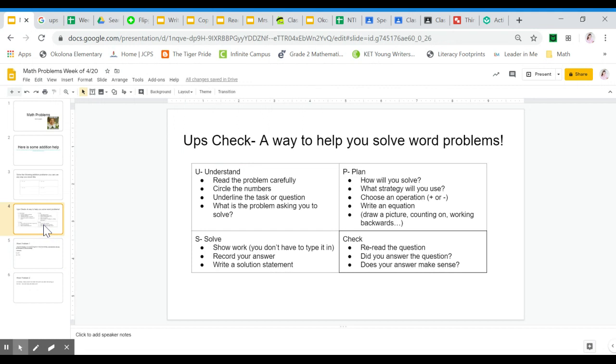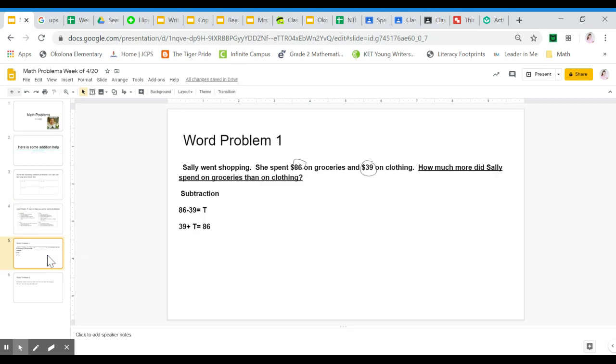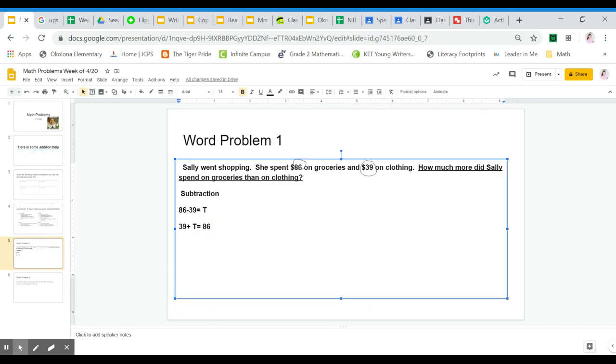Then we're going to go to the solve. Now, one thing that I really want to show here, number one, you don't have to type in all of your work. If you're doing it on paper, I love seeing your work, but it is important to record your answer, and it's important to write a solution statement because sometimes there'll be a bunch of numbers on the page. I won't know which one you think is the answer, and that's really confusing, and it also makes it harder for you to check your work because you're like, okay, my answer is 10. Well, what does that really mean?